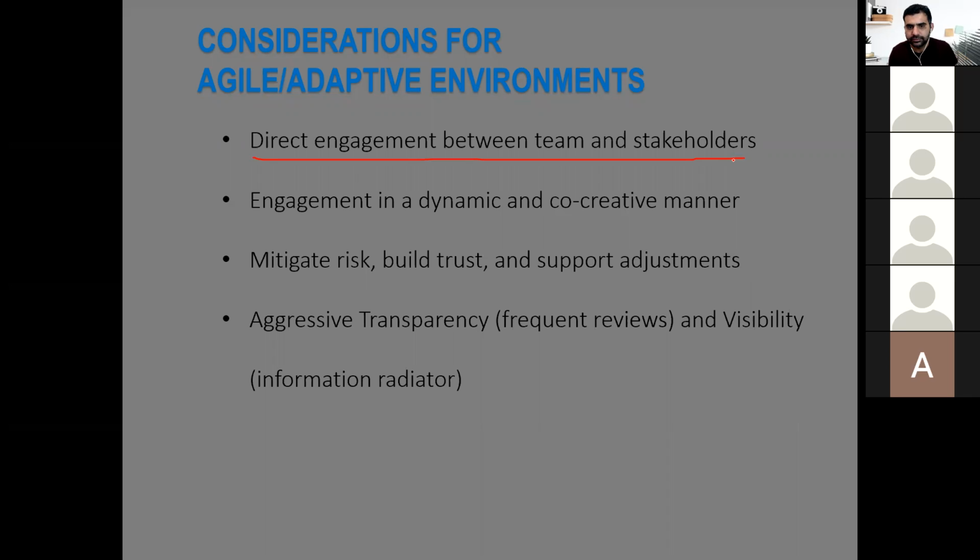Direct engagement between teams and stakeholders. In fact, Agile recommends that the team and the clients must work together as a team. That's why the role of product owner is created. The product owner is nothing but the voice of the customer, a representative of the business team or the customer team, and always works together with the development team on a project. The project is actually the product owner's project. Next.